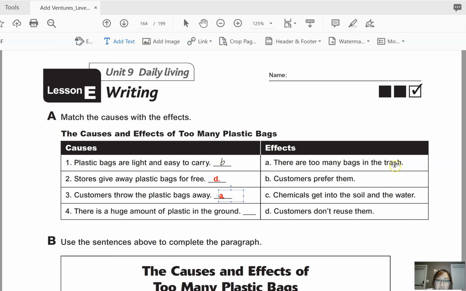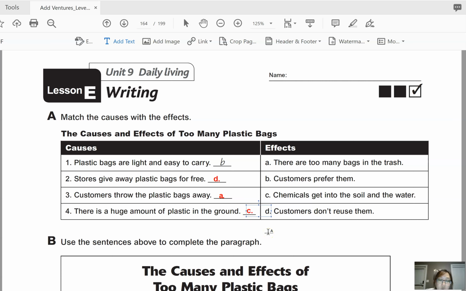And then number 4, there is a huge amount of plastic in the ground. So the effect is letter C. Chemicals get into the soil and the water.